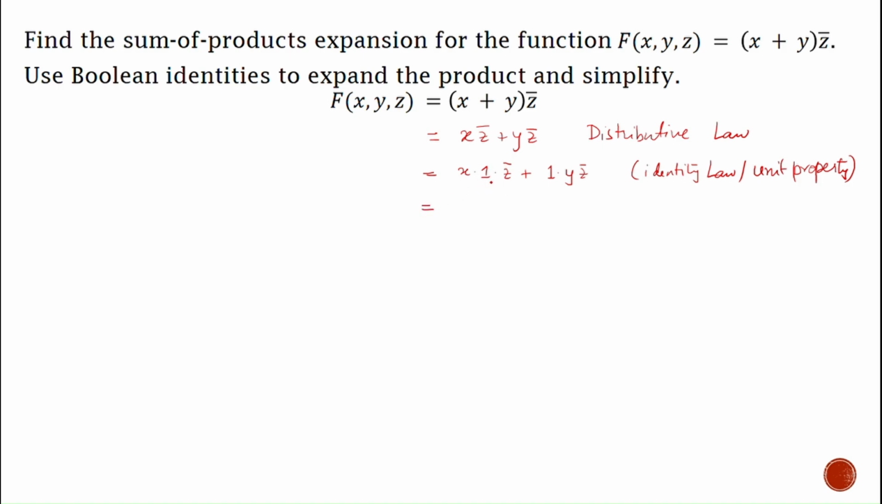Now in place of 1, we insert the variable which is missing. Here y is missing, so we write y plus y bar instead of 1. This is the negation law. Again, here x is missing, so we write x plus x bar instead of 1. This law is also the negation law. Now again we apply the distributive law to get all the terms expanded.